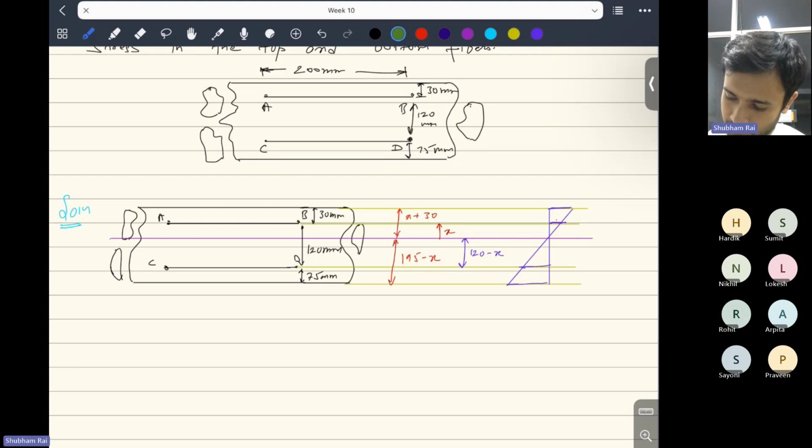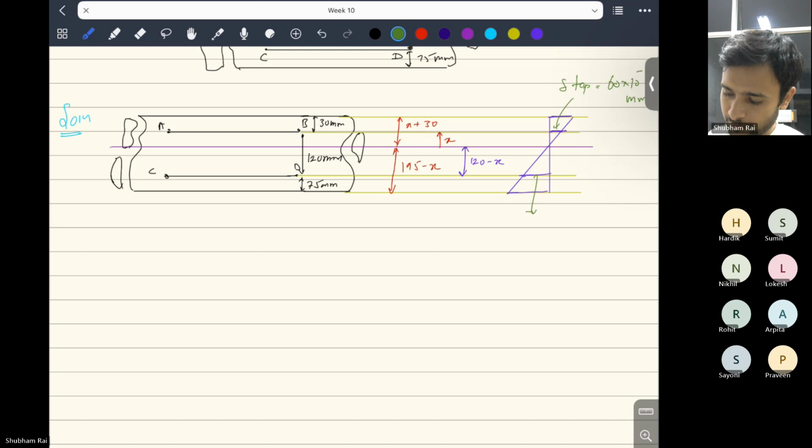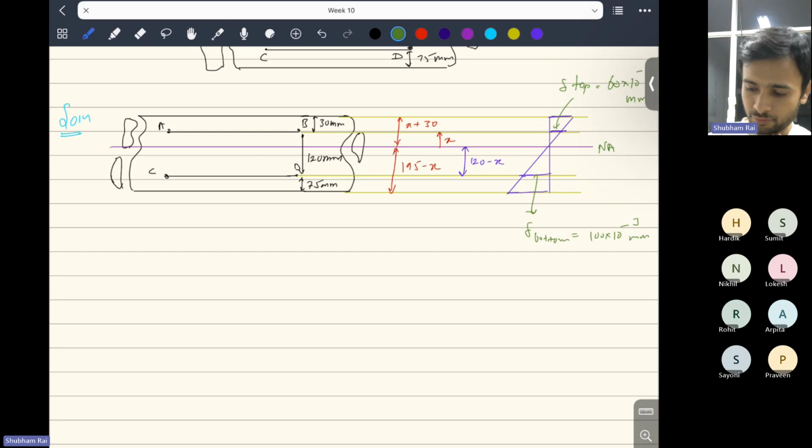Here it is given to you that delta top is 16 into 10 to the minus 3 mm, and here you have delta bottom, that is 100 into 10 to the minus 3 mm, right? And this is obviously the neutral axis. Okay. Now, how will you find it? You know epsilon xx. What is the formula of epsilon xx? That is minus y by r, right?